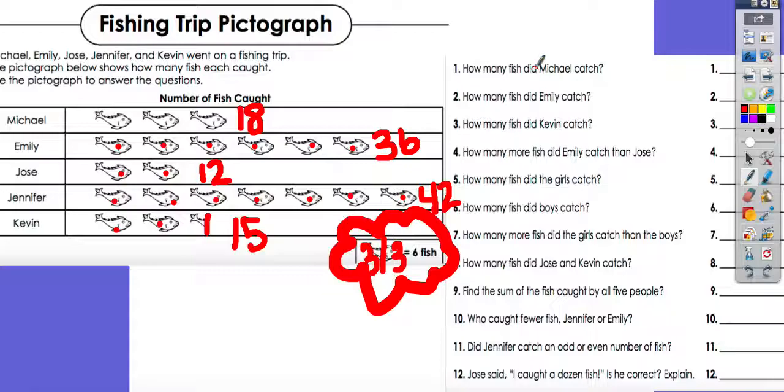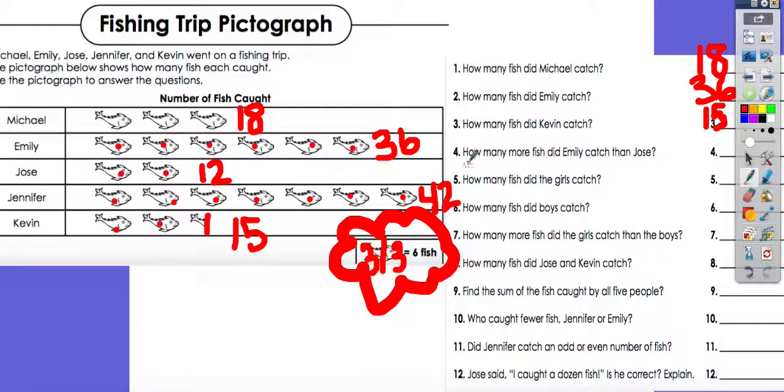How many fish did Michael catch? Easy, just got to read the graph. 18, we already solved it. I don't have a lot of room, so I'll just write the 18 here. How many fish did Emily catch? We already did it, 36. How many fish did Kevin catch? Kevin caught 15. Remember that half of a fish is half of 6.